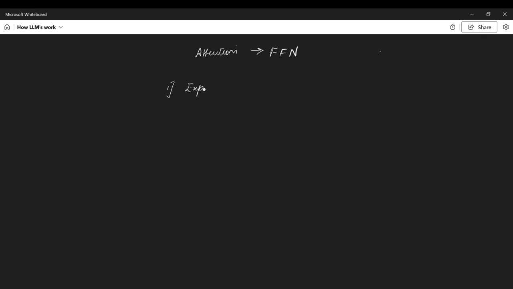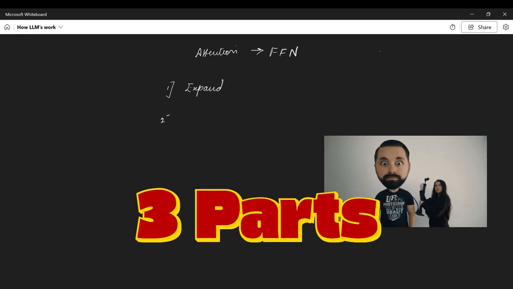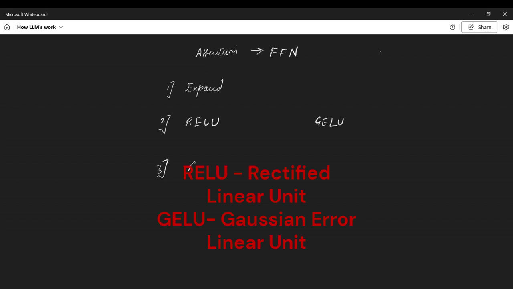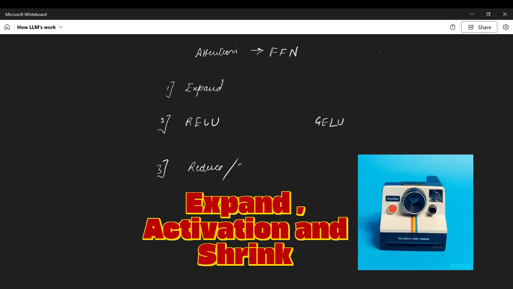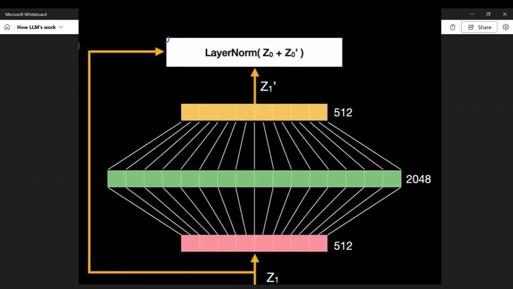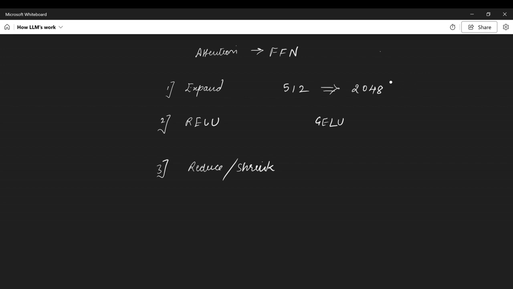And there are three parts in it, wherein we expand the dimensions, then we apply the Rectified Linear Unit or Gaussian Error Linear Unit, which is the activation function. And then whatever we had expanded, we reduce the dimensions. So in the first step, if the token vector size is 512, we expand it to 2048, because expanding allows the network to capture richer, more complex patterns. The Rectified Linear Unit turns negative values to zeros, and the Gaussian Error Linear Unit is the smoother version used in transformers. And this activation is done. It adds non-linearity, which lets the model learn patterns, transformations, and model complex relationships.